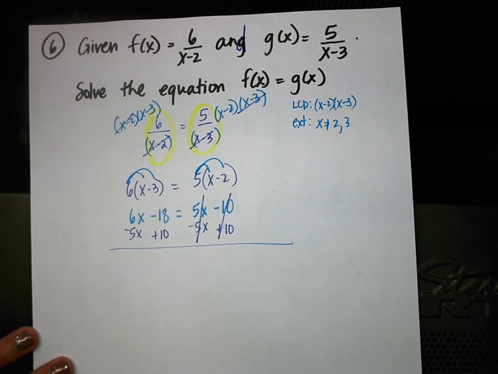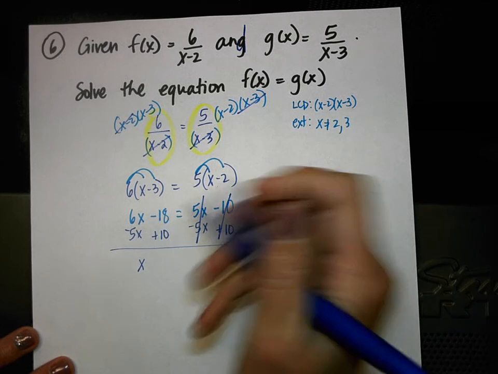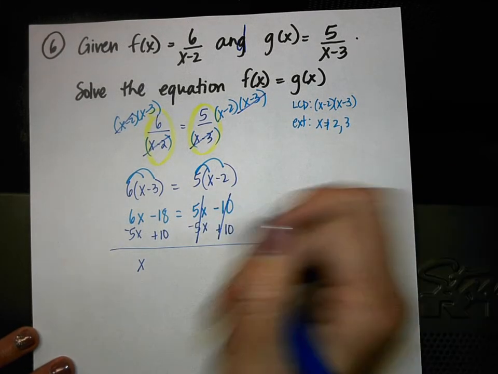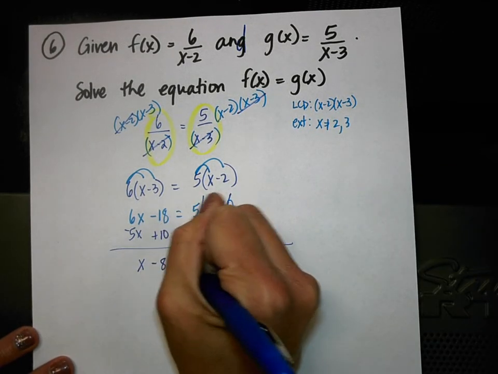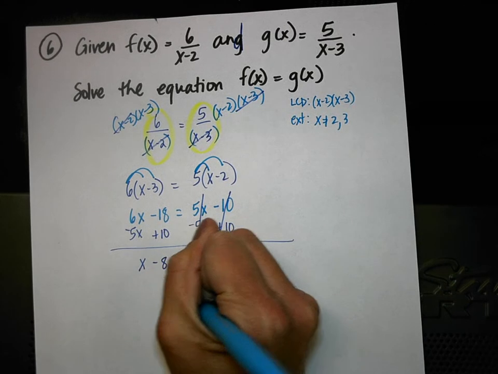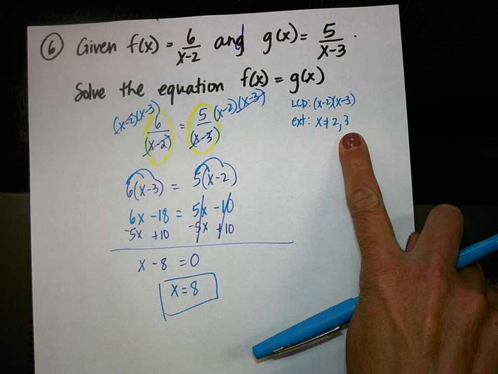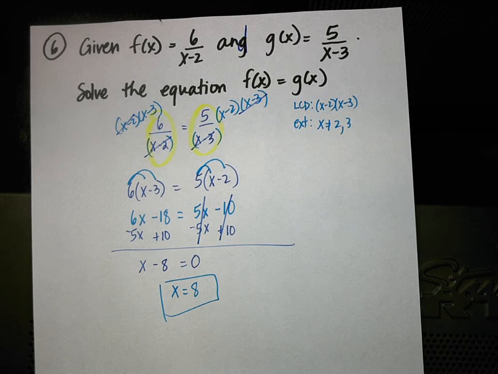6x minus 5x is 1x, or x, and negative 18 and positive 10 makes negative 8. X minus 8 equals 0. Well, I can't factor or do anything with that. There's my answer, right? X minus 8 equals 0 means x equals 8. And does this match any extraneous solution? No. So that's my answer. Any questions?